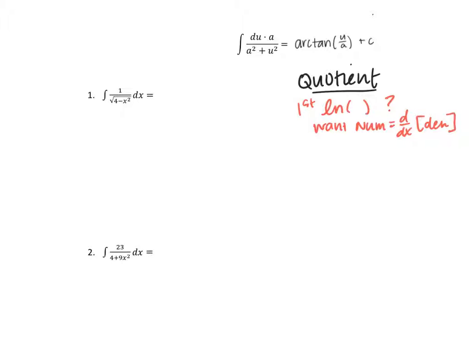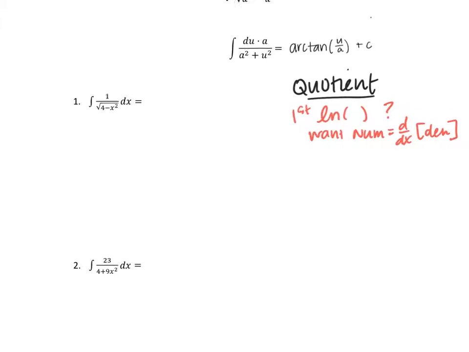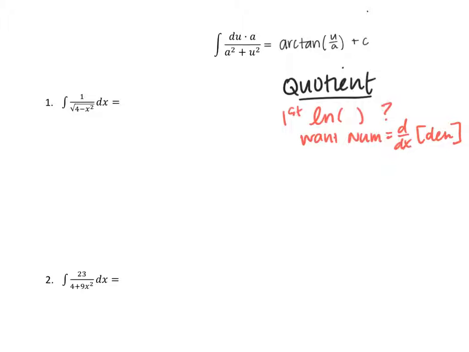So for number 1 here, when I'm looking at the integral of 1 over the square root of 4 minus x squared dx, is my denominator's derivative the numerator? What's the denominator's derivative going to be? It's going to be 1/2 times (4 minus x squared) to the negative 1/2 times negative 2x. And that is nowhere near the numerator, is it? No. So this is not going to be a natural log question.